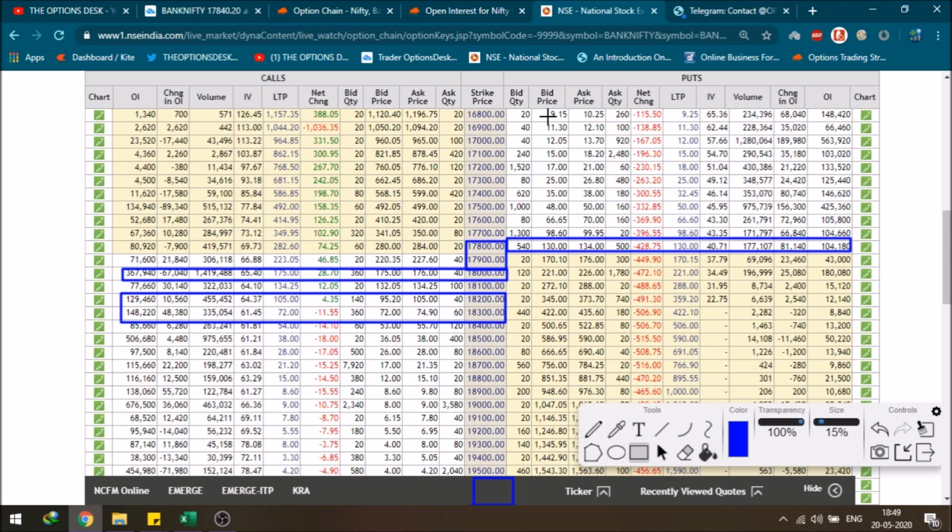So I would tell you to check the max pain once again in the morning, and I will also update on my Telegram channel what levels we can see in the Bank Nifty.